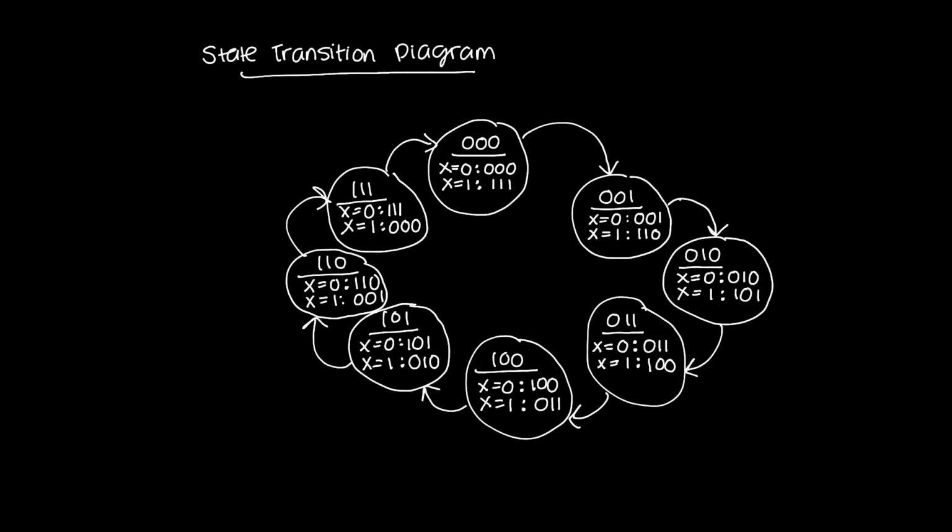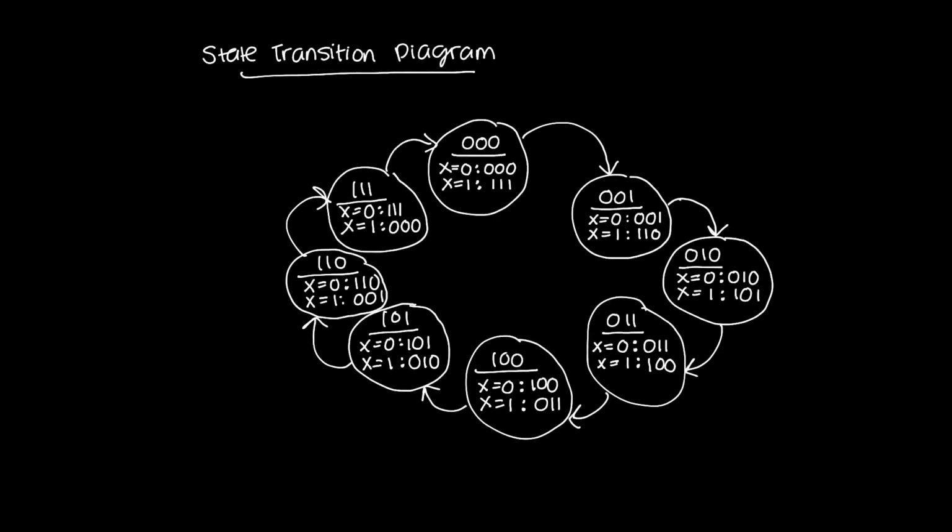Looking at when X is equal to 0, I can see that I'm counting up from 0 to 1 to 2 to 3 to 4, 5, 6, 7 back to 0. So it's a straightforward mod 8 up counter. In the case where X is equal to 1, look what happens here. I'm counting down. I have a 7, 6, 5, 4, 3, 2, 1, 0, back to 7.